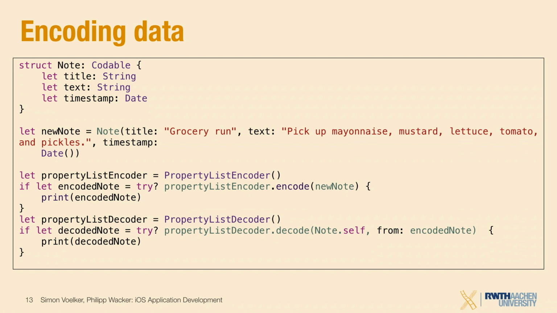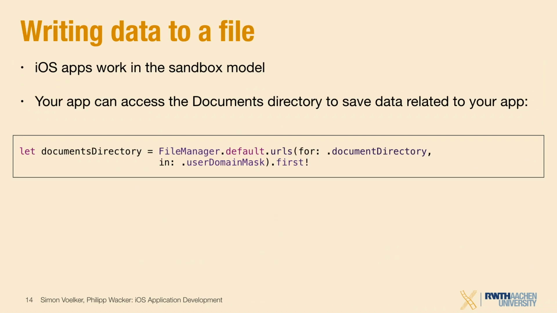Okay, now we have our data in kind of a binary container, which allows us to store the information on the device or anywhere else, or send it through a network, something like this. However, how can we actually then store it on the device?